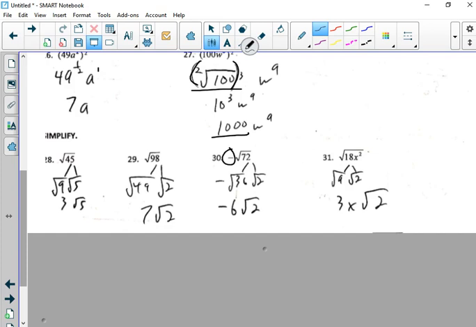You can do it. 18, 9 and 2. Square root of 9 is 3. And then since these are one pair, 2 divided by 2 is 1. But that 2 is still stuck inside. So it's 3x times square root of 2.